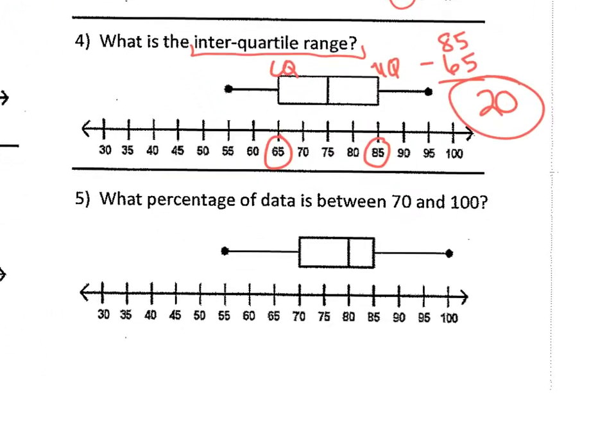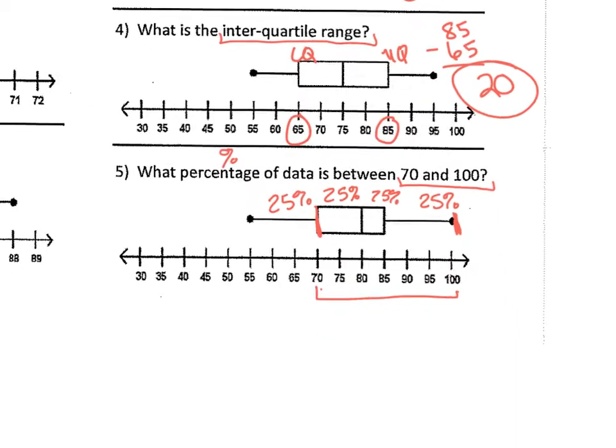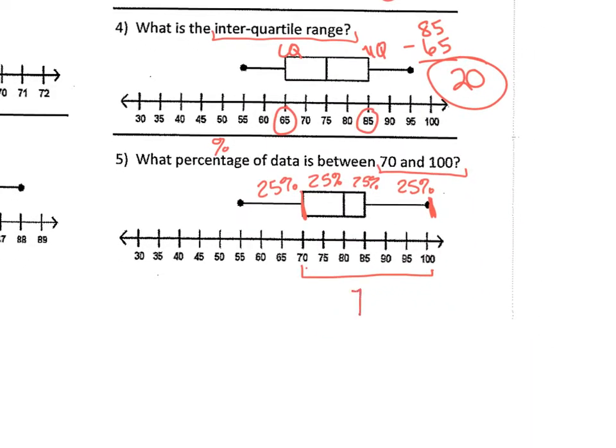Okay, on number 5, it says what percentage of data is between 70 and 100? So remember, when we've got box and whisker plots, they're splitting it up really into 4 separate sections. Each is worth 25%. So what that means is from here to here. What percentage would that be? It would be 75%. 25 times 3, or if you can visualize that, think of money.